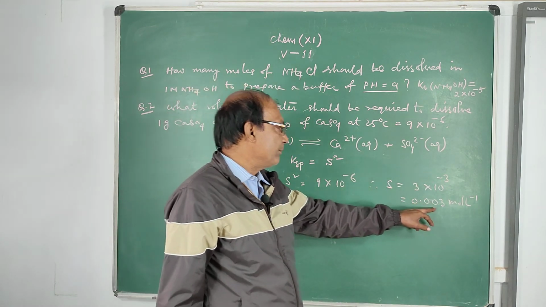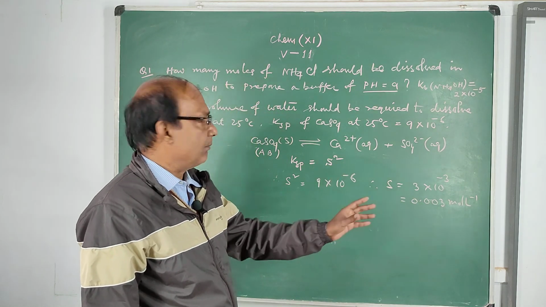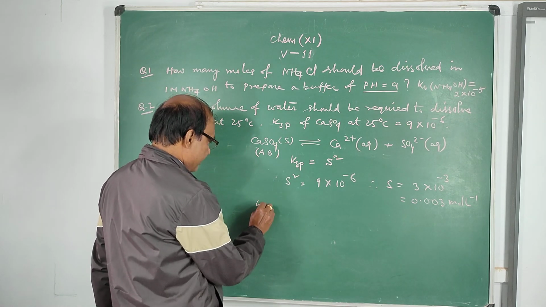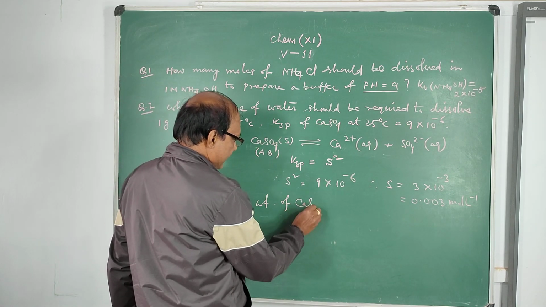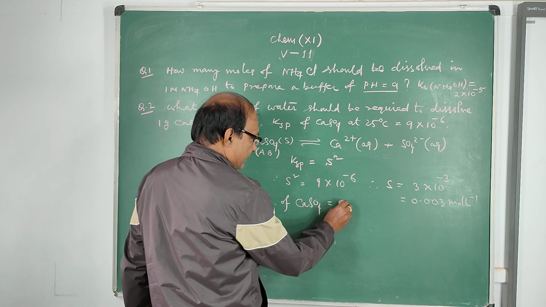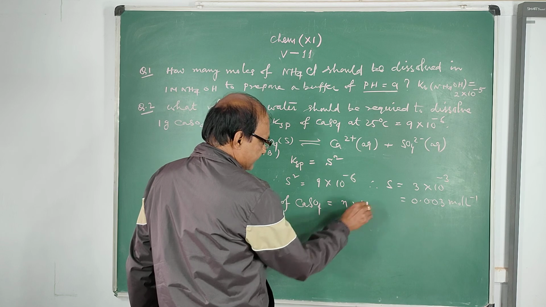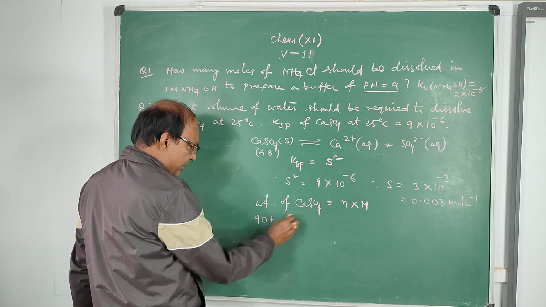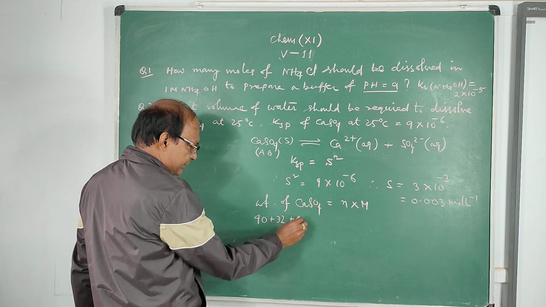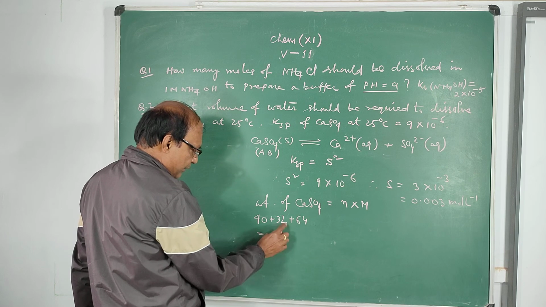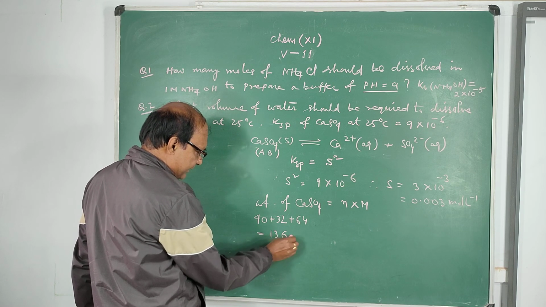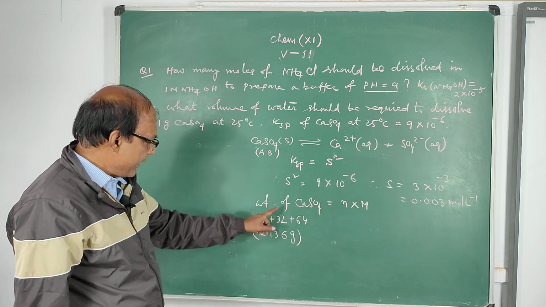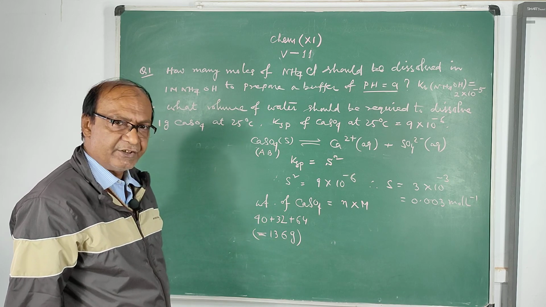So 0.003 mole, you have to convert in terms of gram, because it is given 1 gram calcium sulfate. So the weight of CaSO4 equals number of moles into its molar mass. Molar mass of calcium sulfate: calcium is 40, sulfur is 32, oxygen is 4 into 16, 64. This is equal to 136 gram. This is the weight of 1 mole of calcium sulfate.